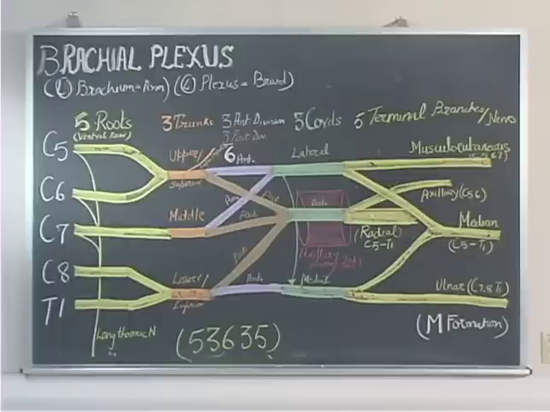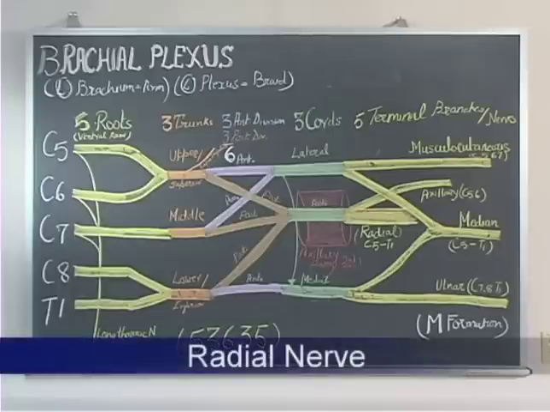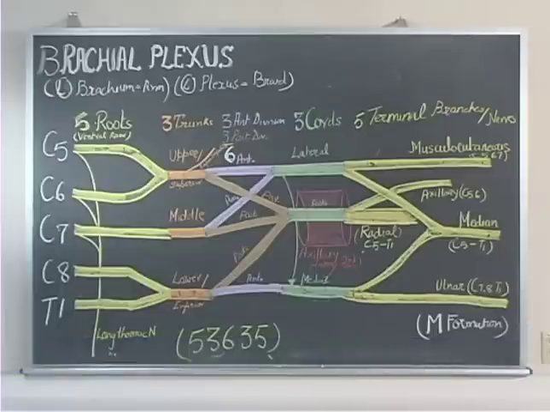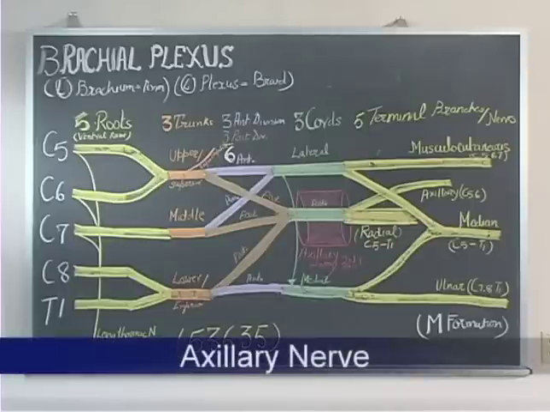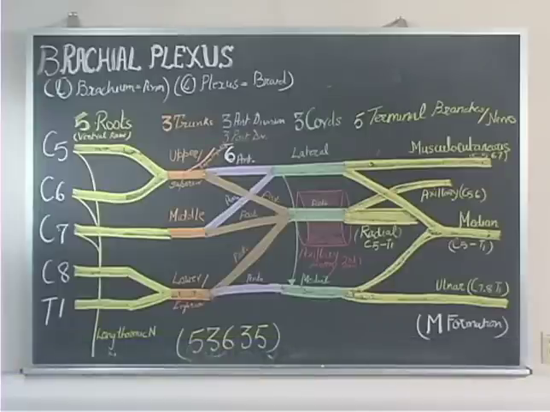From the posterior cord we get the formation of two major nerves. The biggest nerve is the radial nerve, the nerve of the extensor compartment, and its fibers originate from all the levels from C5 to T1. The axillary nerve is the smaller branch from the posterior cord and contains fibers from C5 and 6.